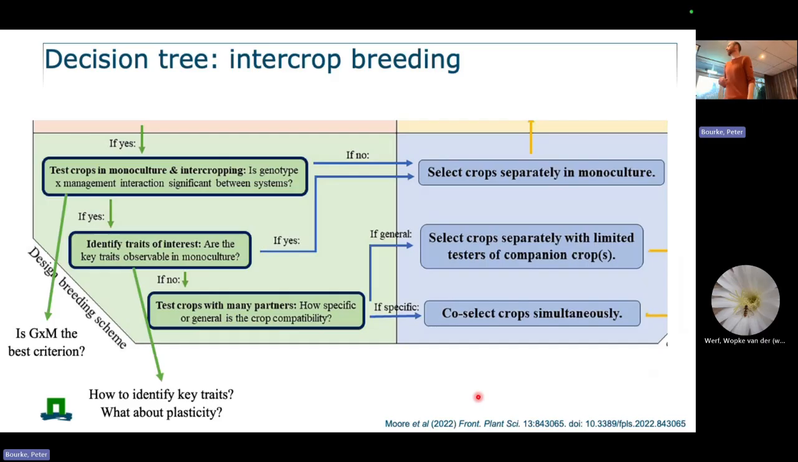And then finally, well, if we're not able to observe these mysterious and magical key traits in a monoculture, well, then we need to do some testing. And again, the testing procedures I'll talk a little bit about. It's, again, not so obvious. How should we design such testing schemes? And of course, this comes at a cost. If we want to set up experiments where we start testing, looking for complementarity between species, but also between genotypes and varieties, then we really start to get into big numbers.